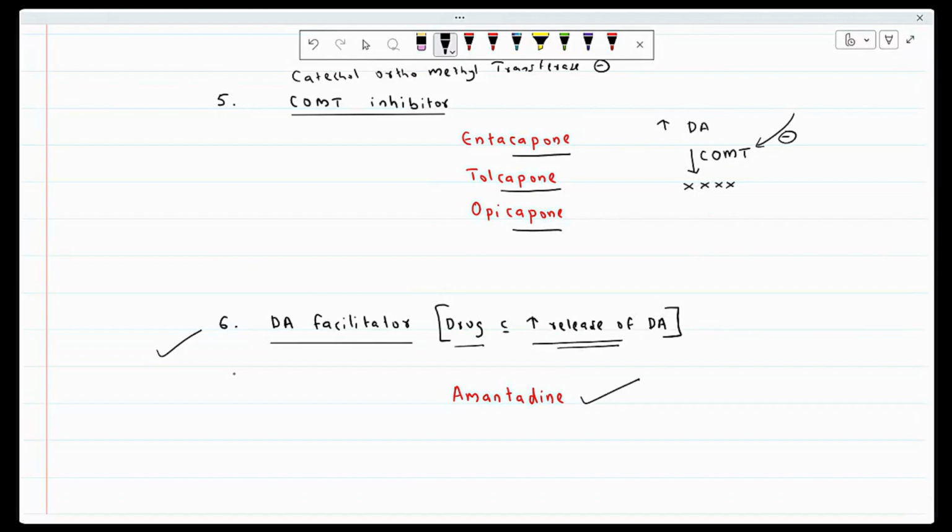The main drug is amantadine. It was used earlier for the influenza A virus, and it also has an anti-Parkinsonism effect. How does it have an anti-Parkinsonism effect? It has the ability to increase the release of dopamine, so it is a dopamine facilitator. These are the examples and the strategies used for the treatment of Parkinsonism. So we are done with the classification of anti-Parkinsonism drugs. I hope it is clear.